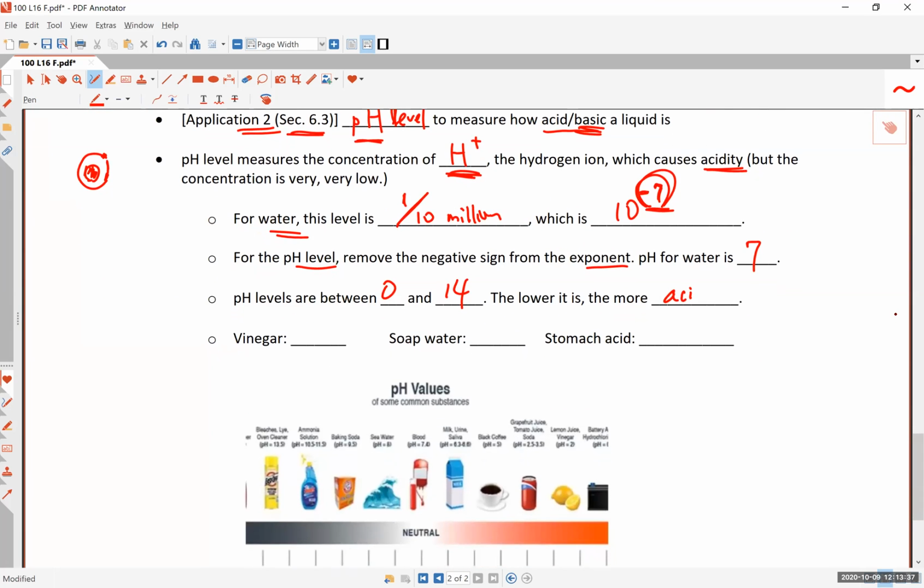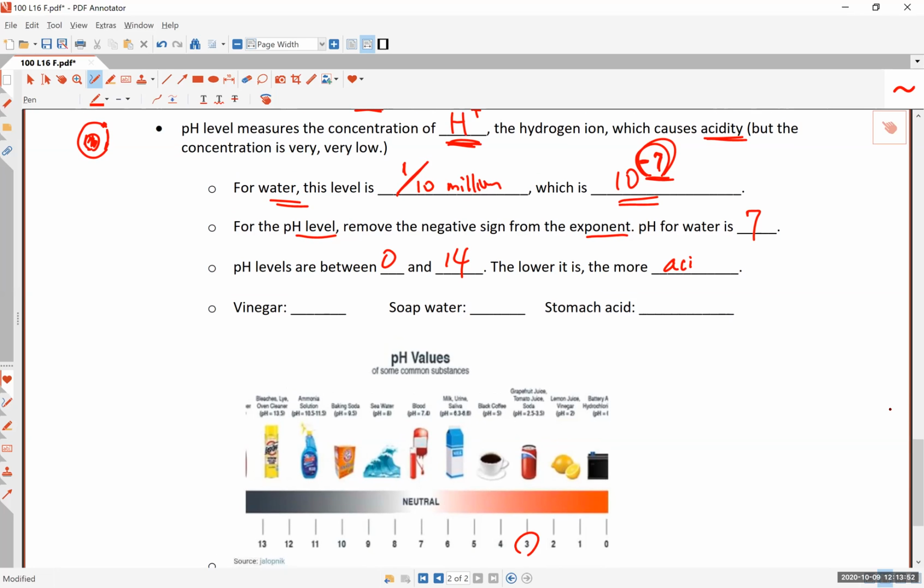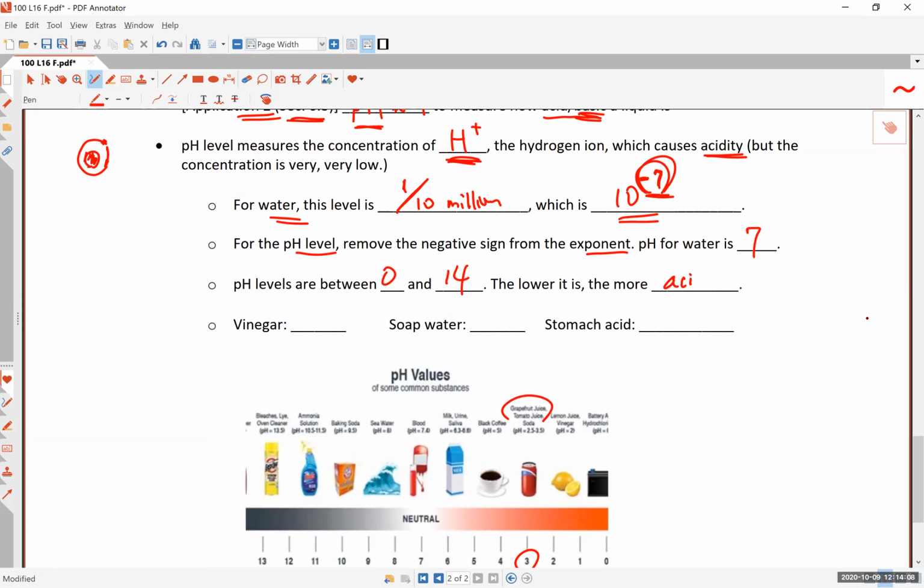Do we have a picture of this? It's hard to see this picture, but when the level is 3, that means it's 10 to the negative third, okay? And that's 1 over 1,000, which is very highly concentrated. Even though 1 over 1,000 is not a big number, compared to 1 over 10 million, 1 over 1,000 is a very big number. And so when the pH level is 3, you have something very acidic, such as grapefruit juice and tomato juice over here. All right. So the lower the number is, the more acidic the liquid is.